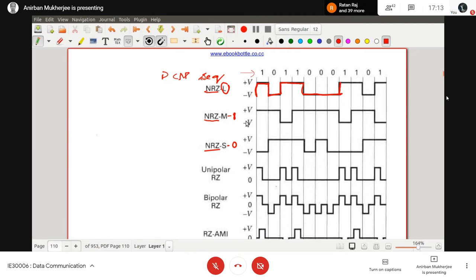Differential coding means that even if I have some sort of polarity inversion, that is not a problem. If you can remember, what will happen in this case if I do the polarity inversion?